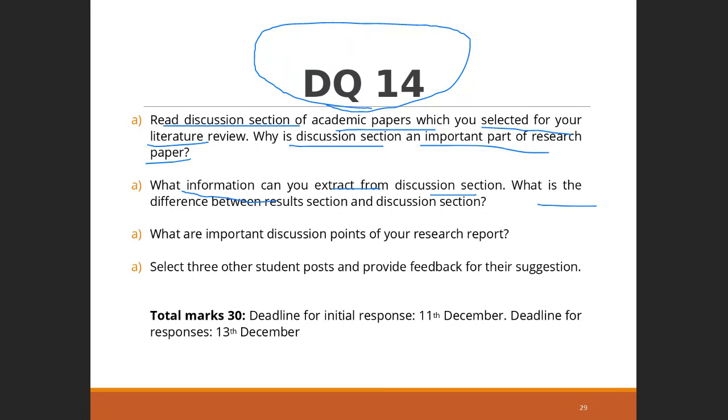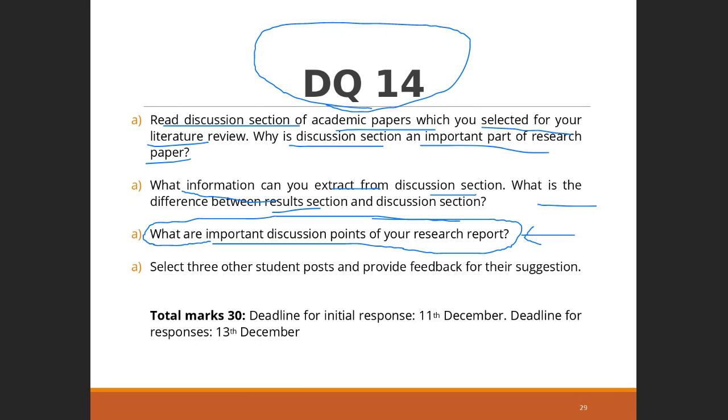What is the difference between the results section and the discussion section? Again, you can refer to the recording of today's session and you can answer this question. Thirdly, what are the important discussion points of your research report? This is what you will gather from your own research. So you need to discuss what the important discussion points of your research report are.